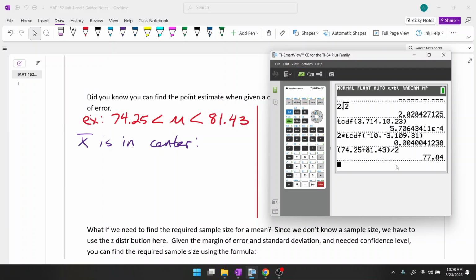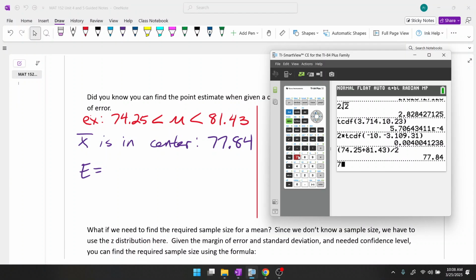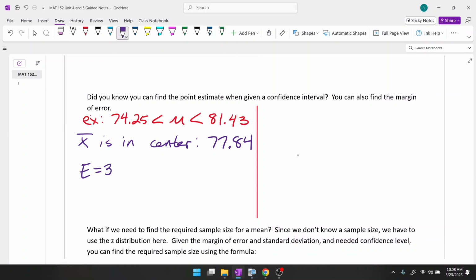And we get 77.84. Now, for the margin of error, that's just as easy. Because here's the thing, if you took 77.84 and subtracted 74.25, you get this. If you did 81.43 minus 77.84, you get the same thing. Therefore, your margin of error is 3.59.